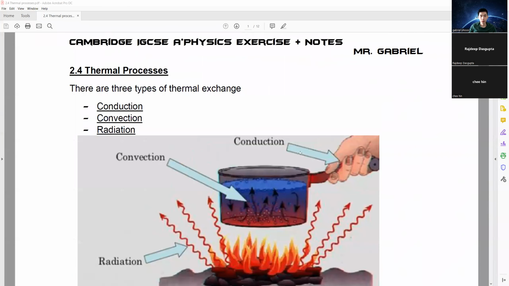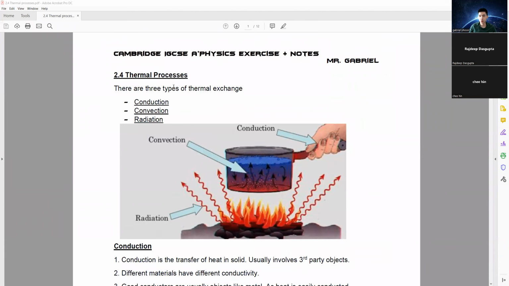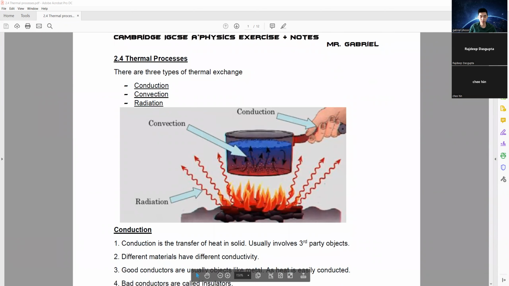All right, guys, just a quick recap before we go through the exercises together, which was supposed to be a homework. Basically, last week we learned about the three main types of thermal processes, right? Mainly being conduction, convection, and also radiation here.